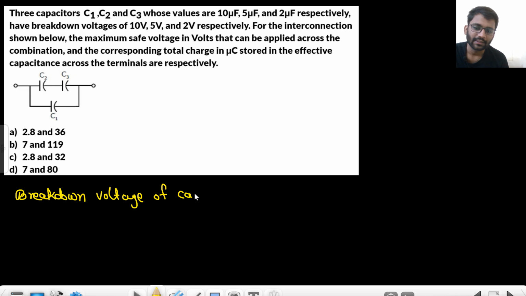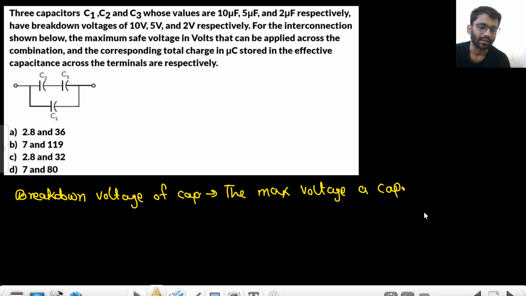The breakdown voltage of a capacitor is the maximum voltage it can take. That's it. If you give it more voltage, it will just break down. The maximum voltage a capacitor can take, if you give more than this, it will burn out. So this is the maximum voltage it can take. Maximum voltage means it is the maximum charge it can take, basically.